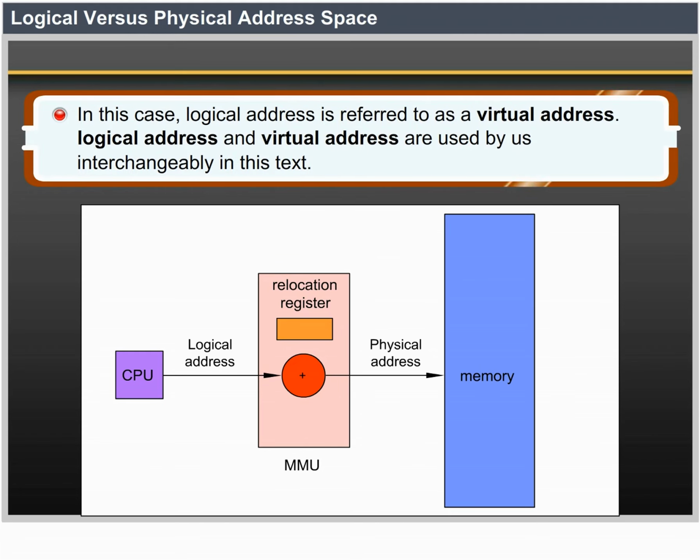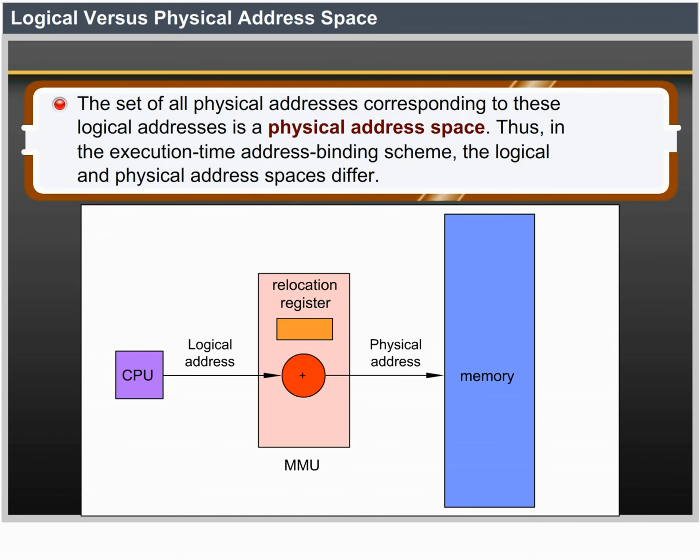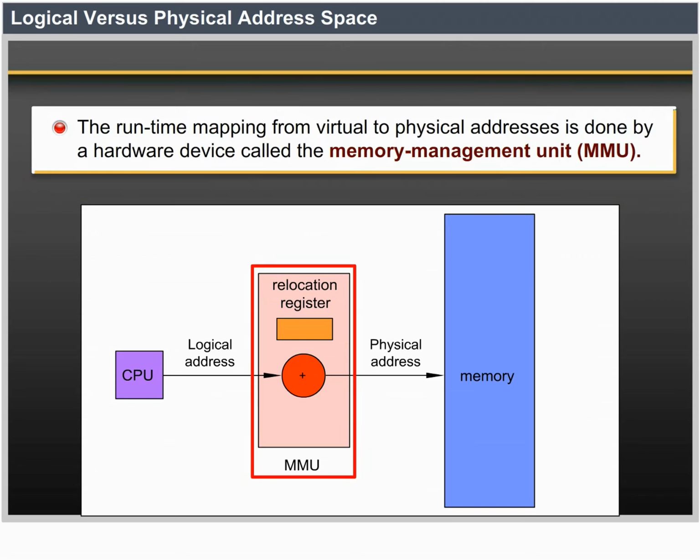The set of all logical addresses generated by a program is a logical address space. The set of all physical addresses corresponding to these logical addresses is a physical address space. Thus, in the execution time address binding scheme, the logical and physical address spaces differ. The runtime mapping from virtual to physical addresses is done by a hardware device called the Memory Management Unit, MMU. We can choose from many different methods to accomplish such mapping.